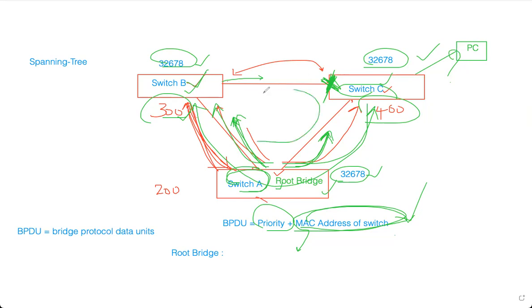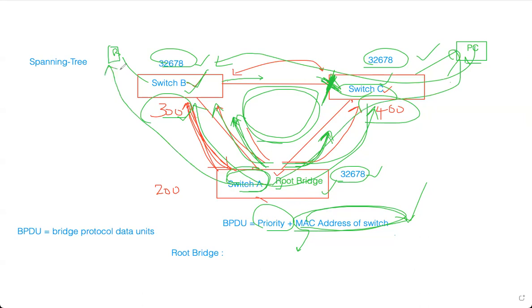So in this case, to avoid the loop, it knows a path, right? But what if PC A wants to talk to PC B here? It cannot go directly via this link because this link is blocked, right? It has to go all the way to the root and it has to go back to this PC. Is that clear? Or did I misunderstand your question?